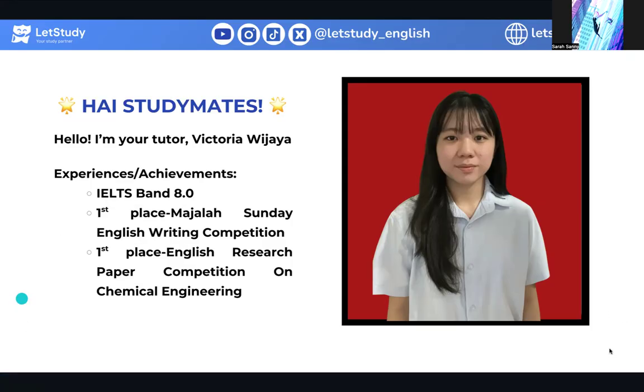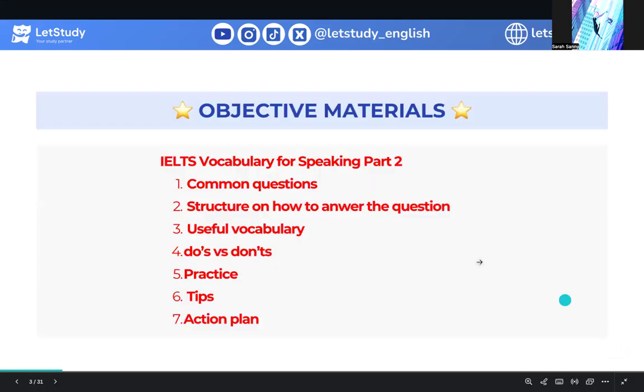Nah, jadi ini adalah objective materials yang kalian akan belajar hari ini, yaitu common questions, structure on how to answer the question, useful vocabulary, do's and don'ts, practice, tips, dan action plan. Biar kalian bisa mengimplementasi knowledge yang kalian dapat dari pelajaran hari ini. Biar bisa dapat IELTS Band 8 atau bahkan lebih tinggi.